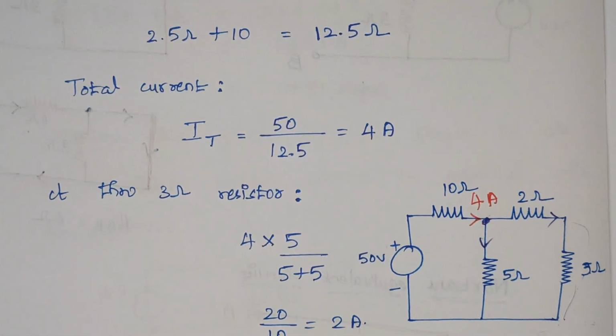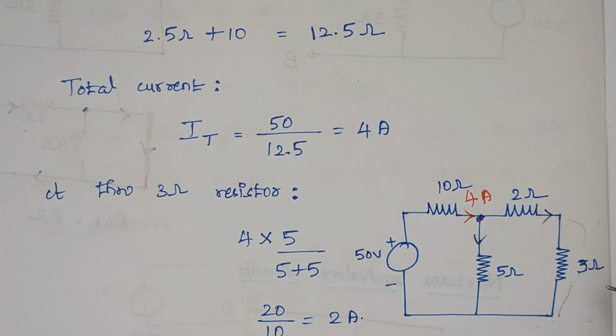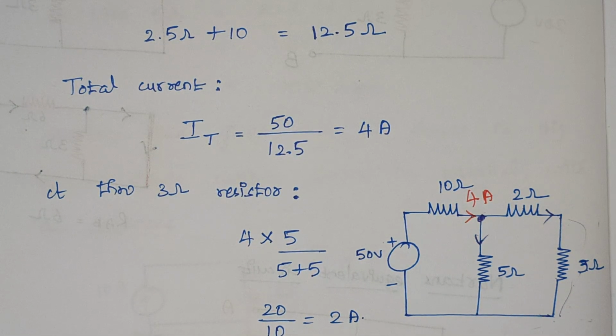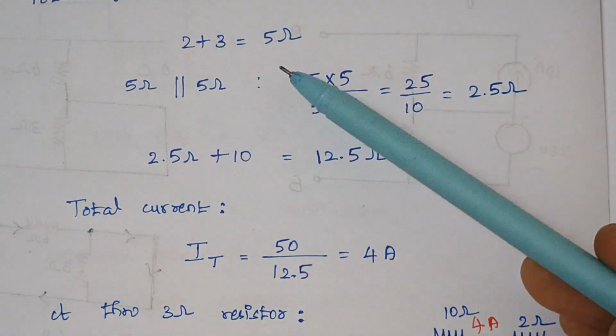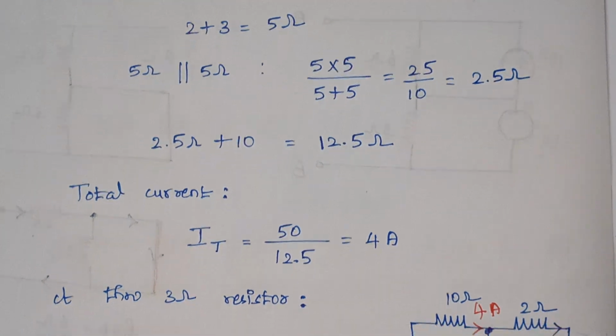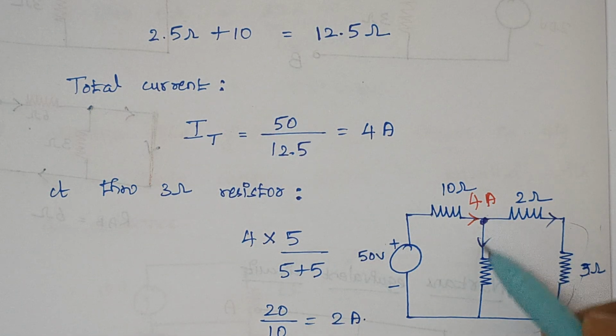So for that purpose, again, this is our given problem. Here I have removed that load resistance RL, right? Now we are going to calculate the resistance value. You see these two resistors are connected in series, so we can directly add. So 2 plus 3 gives 5 ohms, right? And this 5 ohm comes in parallel with this existing 5 ohm.